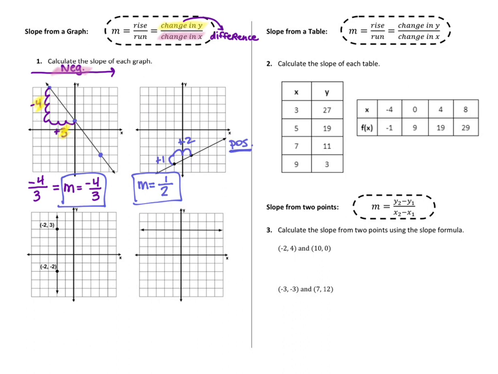All right, we got 2 more graphs on here. Let's check out and follow what type it could be. Is it positive? Is it negative? Is it undefined? Or is it 0? Okay, this one is a vertical line. It goes straight up and down.